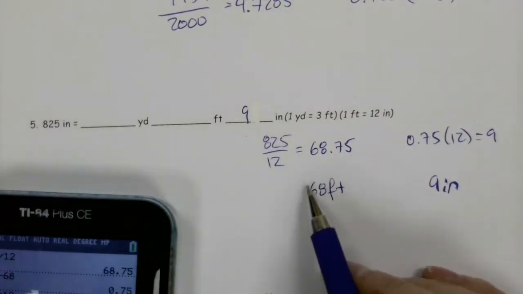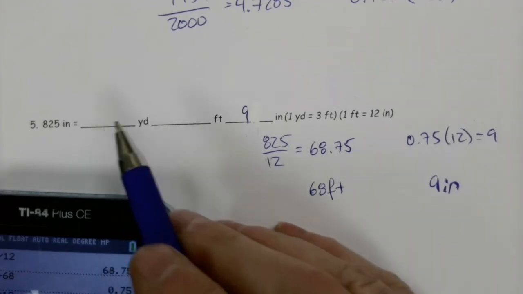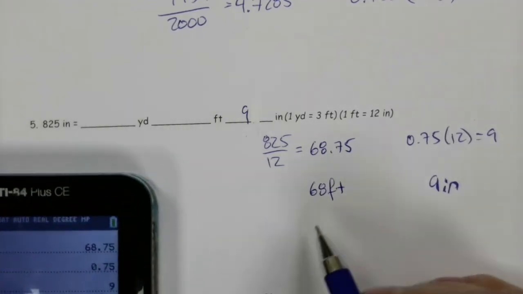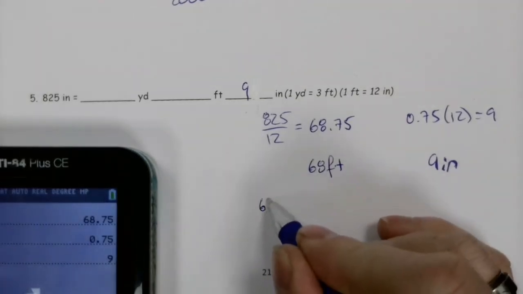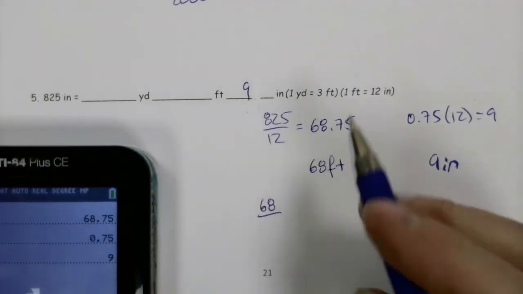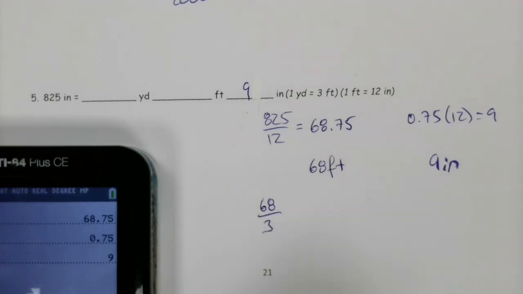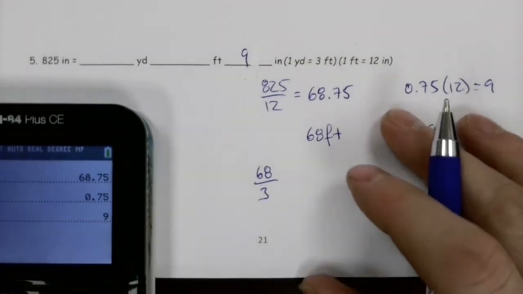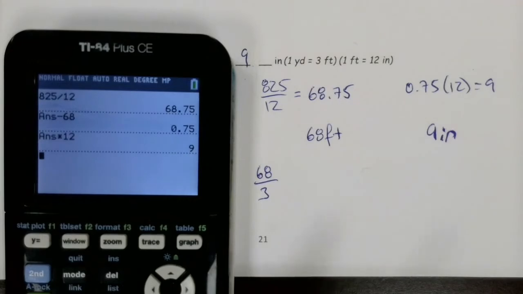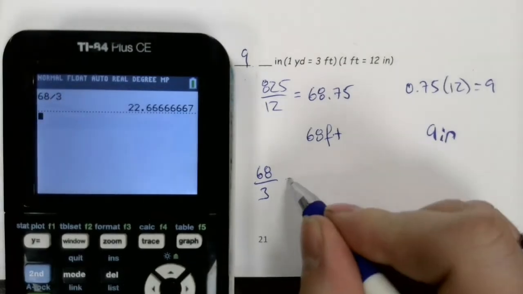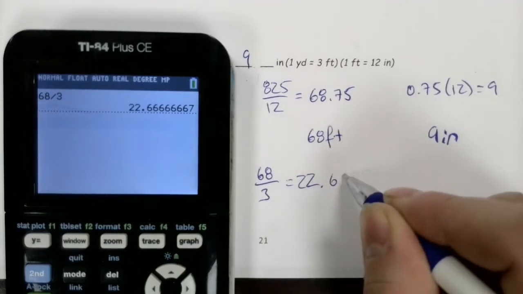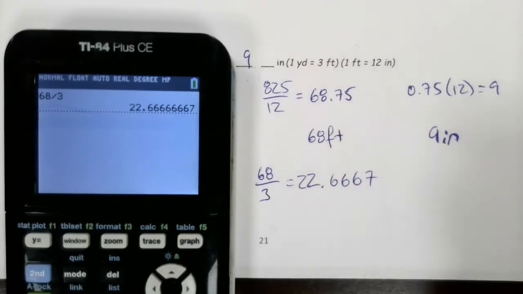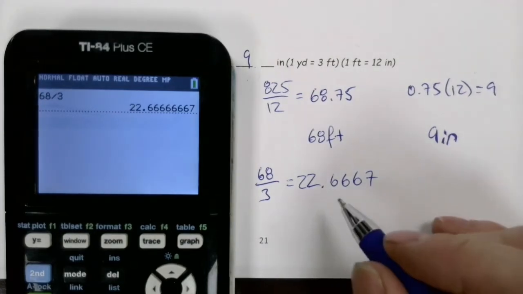Now what I want to do is I'm going to take the 68 feet, and I'm going to do the process again here. I'm going to convert the feet into yards and feet. So 68 feet, I'm going to divide by 3. Okay? So now, here we go. Clear that out. 68 divided by 3, and I'm going to get 22.667 blah blah blah.